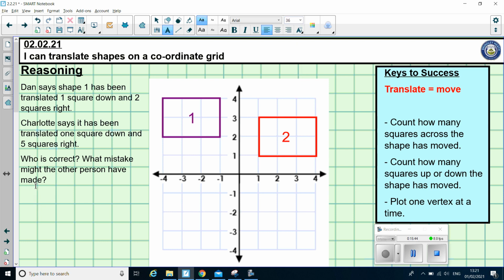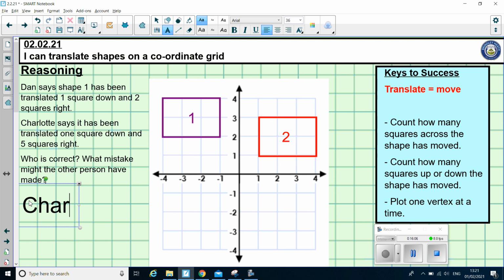So, first of all, we need to answer the question, don't we? So, who is correct? We think Charlotte is correct. So Charlotte says it's been moved 1 square down and 5 squares to the right. Okay, so if I take this vertex, 1 square down and 1, 2, 3, 4, 5. So we do know that Charlotte is correct.